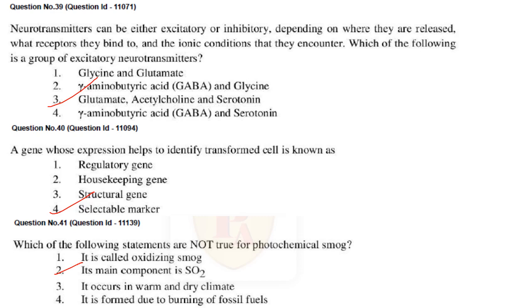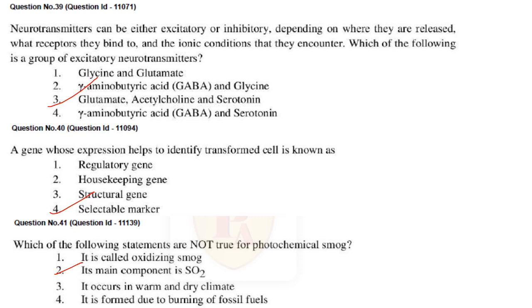So an excitatory neurotransmitter promotes the formation of an action potential in the receiving neuron, while an inhibitory transmitter prevents the formation of an action potential. So out of these, GABA and glycine are inhibitory neurotransmitters, whereas option 3, that is glutamate, acetylcholine and serotonin, are excitatory neurotransmitters.